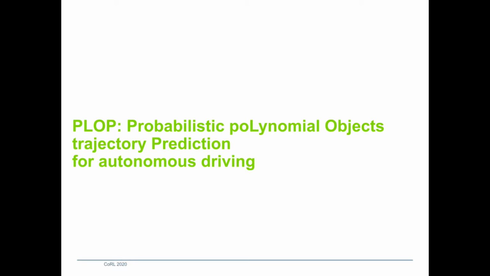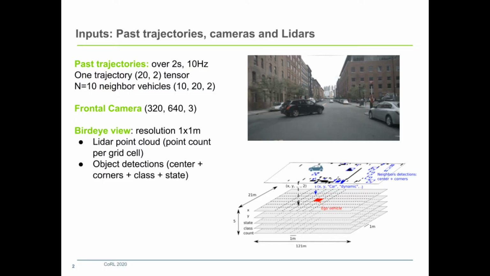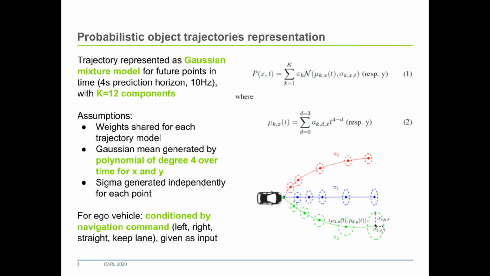In this video, I will present our method PLOP, which is short for Probabilistic Polynomial Object Trajectory Prediction. PLOP takes as input the path trajectory of ego and neighbor vehicles, the front camera image, and the bird's eye view containing the LiDAR points and the object. It outputs 12 trajectories for each vehicle, represented as a Gaussian mixture model, where Gaussian means are generated using polynomial functions of degree 4 over x and y.